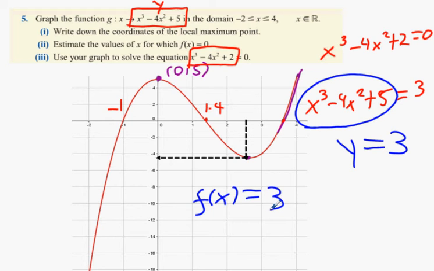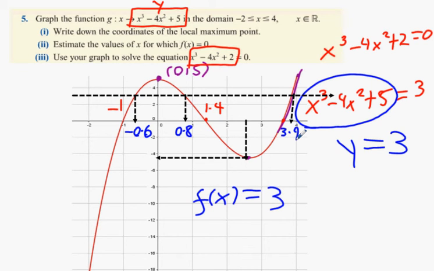Okay, so what you do is you draw a line going straight across at y equals 3. Where is y equals 3? Anybody? Y equals 3 is here. And where are the points where it hits? 1, 2, and 3. So what are the 3 points? Minus 0.6, 0.8, and 3.9 or 3.8. It's difficult though, isn't it, that one? Alright.